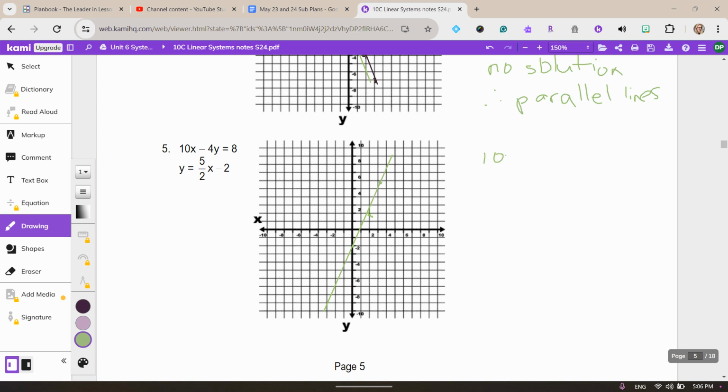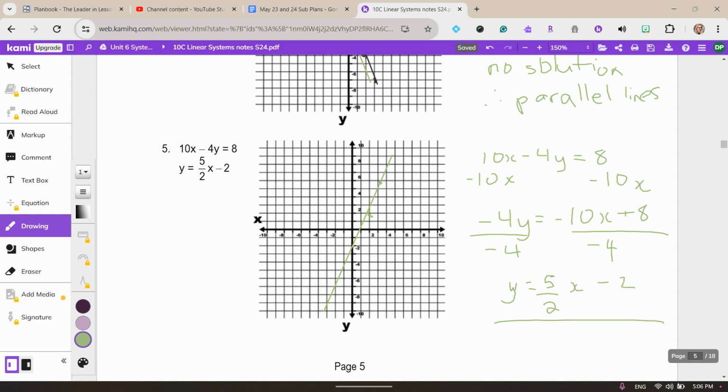So if I take 10x minus 4y and I'm trying to convert it, I would first move the 10x to the other side. So I get negative 4y equals negative 10x plus 8. And then I would divide both sides by negative 4. So when I do that, I get y equals negative 10 divided by 4, simplified, is 5 over 2, x. 8 divided by negative 4 is negative 2.